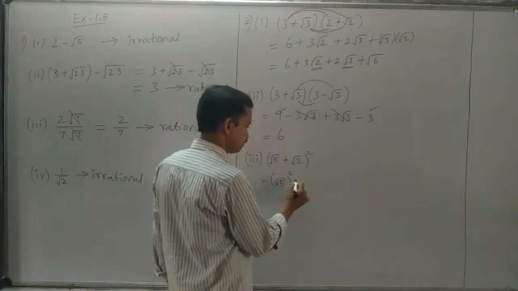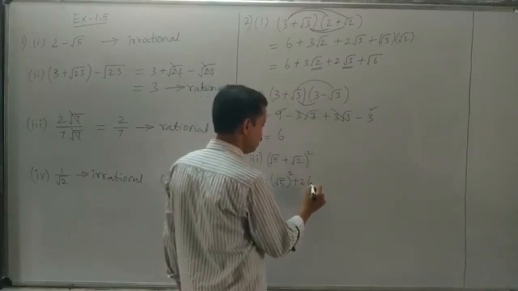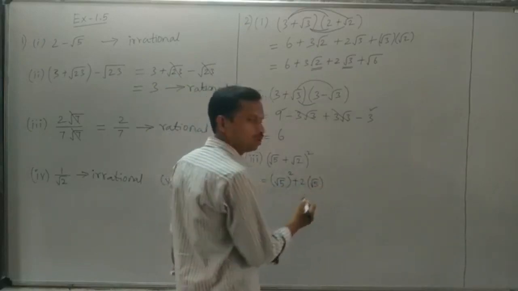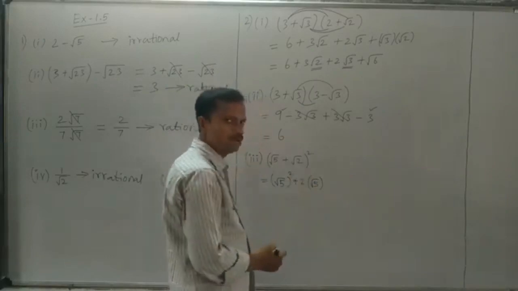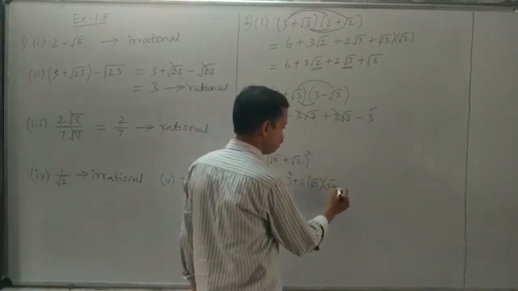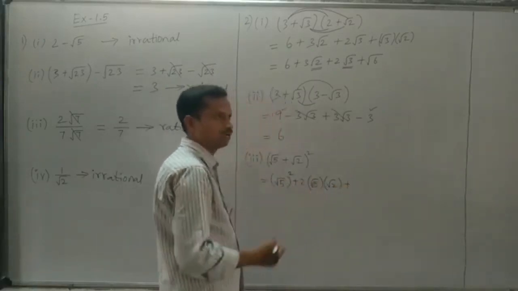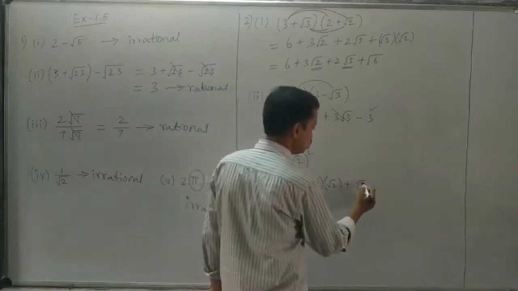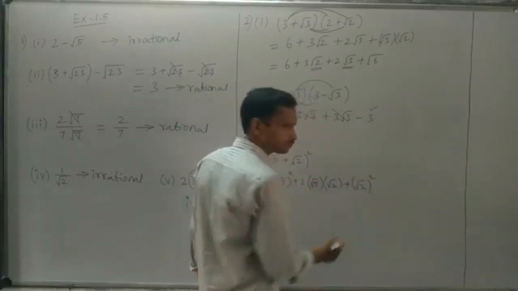So a square plus 2 into a. What is a? Root 5. And what is b? Root 2. And then plus b square. What is b? Root 2. So root 2 whole square.